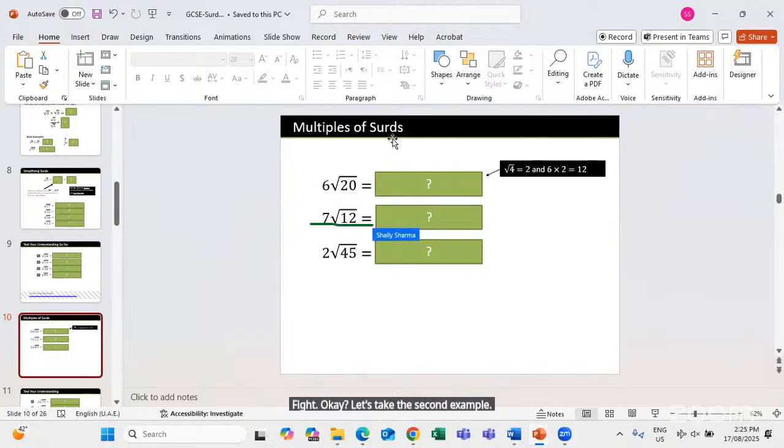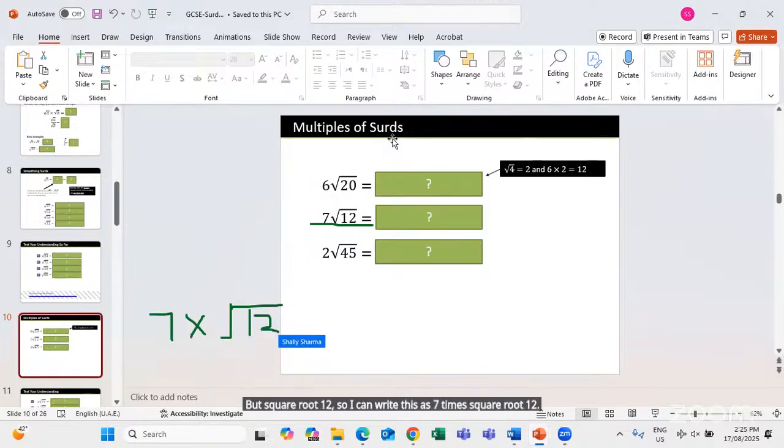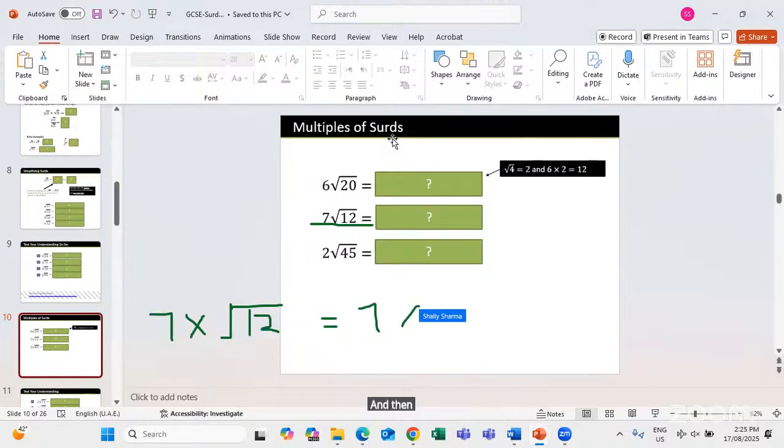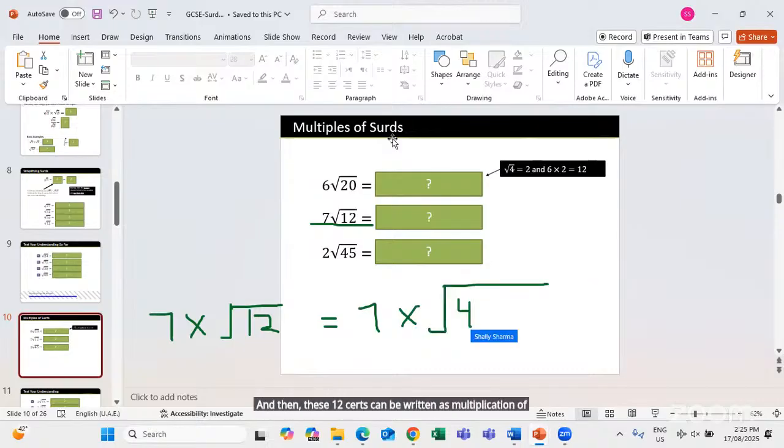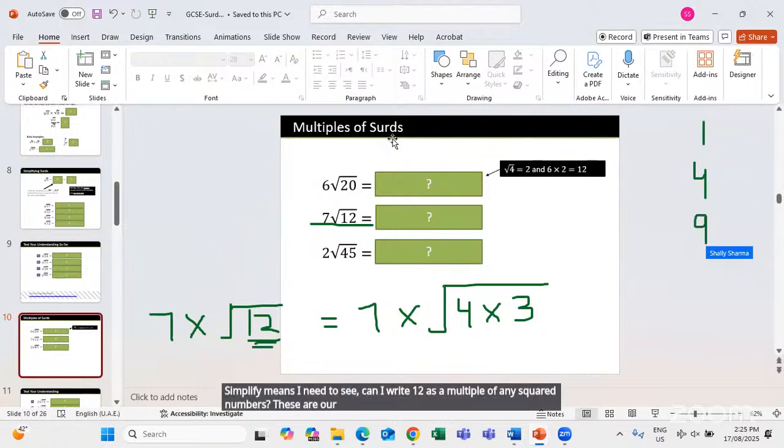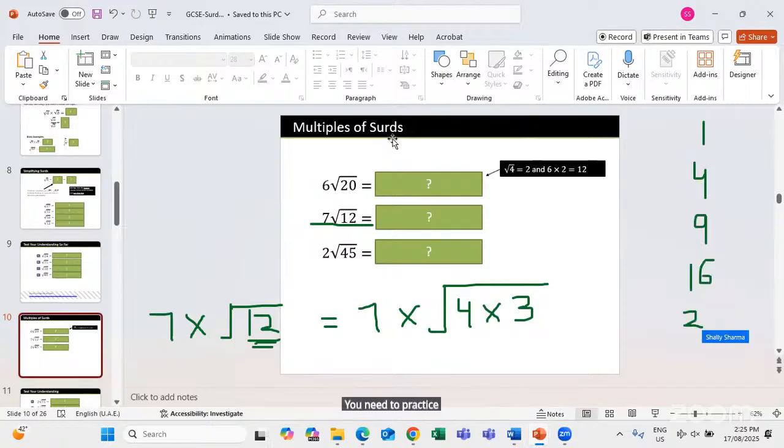7 square root of 12. So 7 is a non-surd part, but square root 12, I can write this as 7 times square root 12. And then this surd 12 can be written as the multiplication of 4 and 3. Why? Because I have to simplify it. Simplify means I need to see, can I write 12 as a multiple of any squared numbers? These are our squared numbers. You need to practice writing them if you have not had enough practice.